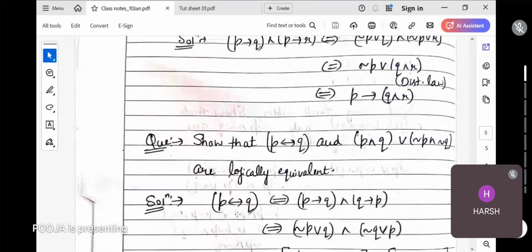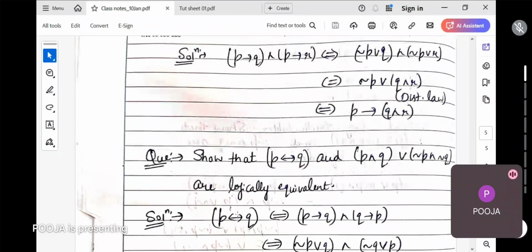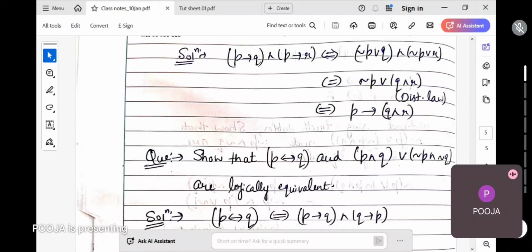Okay, ma'am. The next question is that P biconditional Q is logically equivalent to this statement. So I start with P biconditional Q.